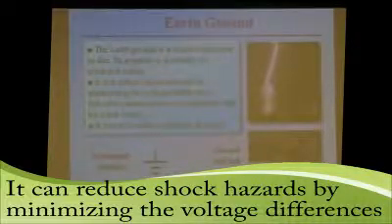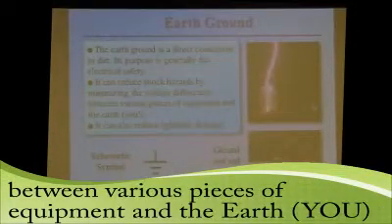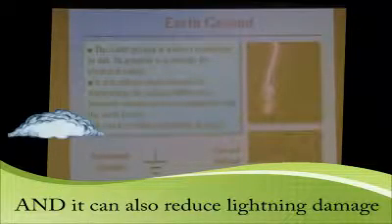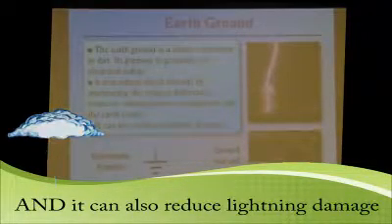It also can help minimize voltage differences between various pieces of equipment and you. It can help reduce lightning damage because, again, it reroutes that heavy current from a lightning strike in a way that is less harmful. I won't say 100% harmless, but less harmful than otherwise. But anyway, this shows ground and ground cable. This is the schematic symbol for ground, or earth ground.